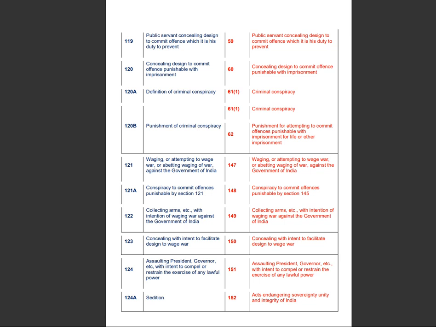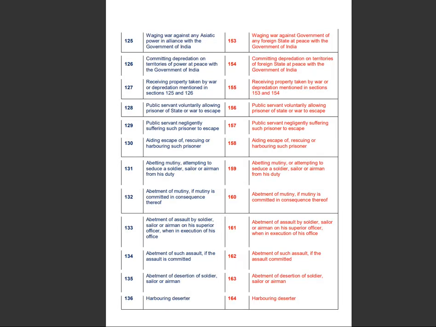Section 124A of the Indian Penal Code deals with sedition, whereas Section 152 of the BNS deals with acts endangering sovereignty, unity, and integrity of India. Section 125 of the Indian Penal Code deals with waging war against any Asiatic power in alliance with the government of India, whereas Section 153 of the BNS deals with waging war against the government of any foreign state at peace with the government of India.